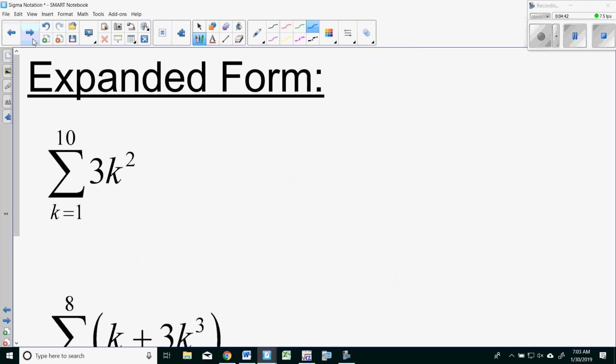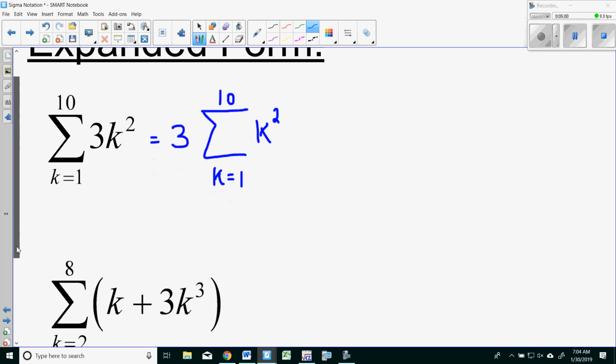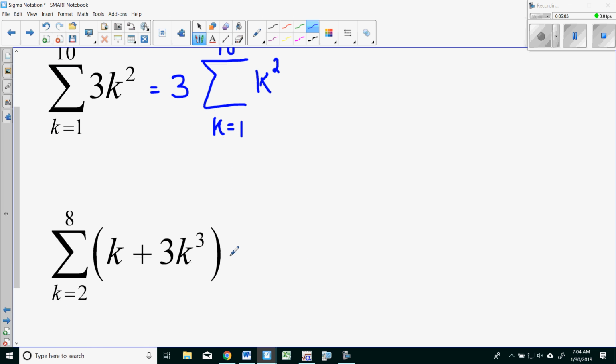So if we have something like this, sigma notation of 1 to 10 of 3k squared, I could think of that as just 3 and split this up from 1 to 10 of k squared. If I had sigma notation 2 to 8, I could split this up and have sigma notation of 2 to 8 of k plus, pull the 3 out, sigma notation of 2 to 8 of k cubed.